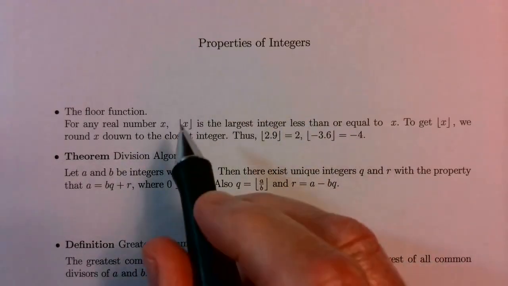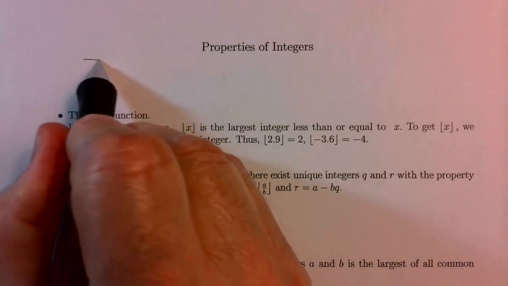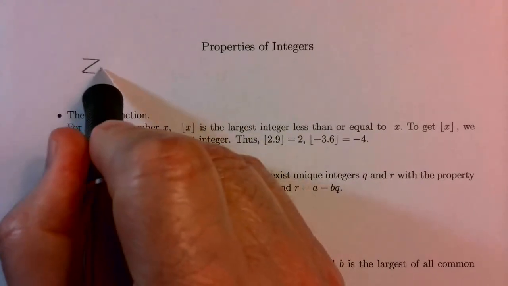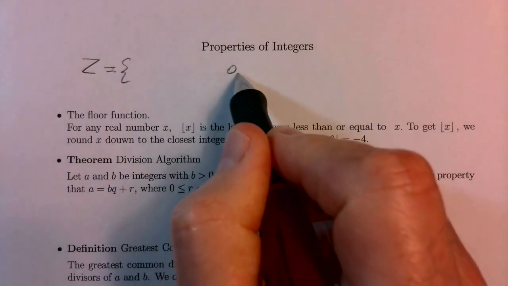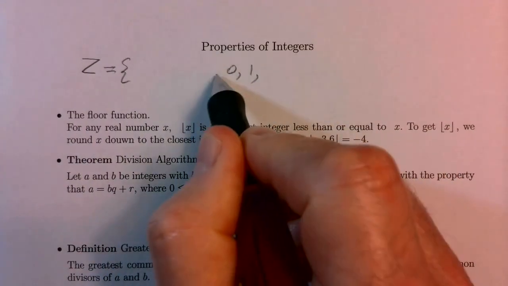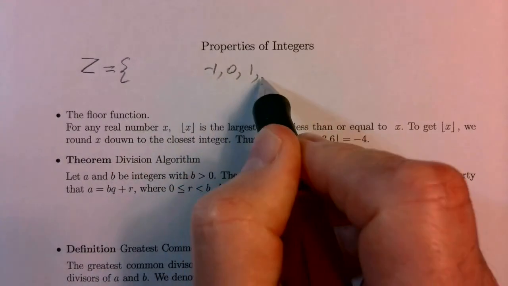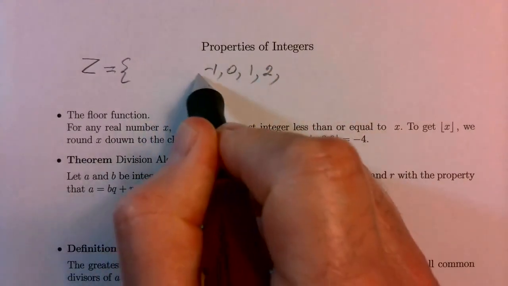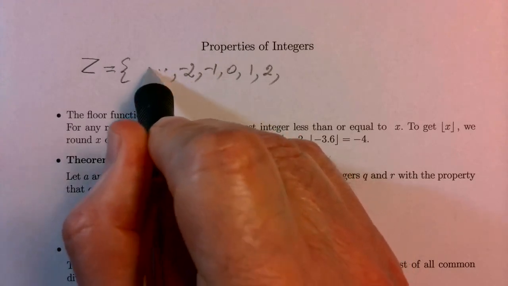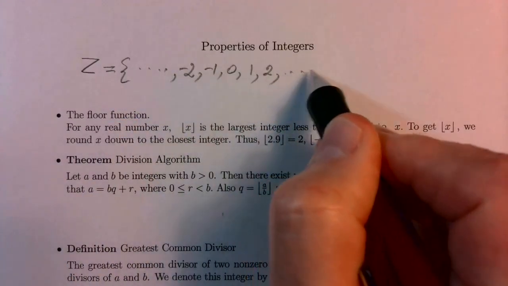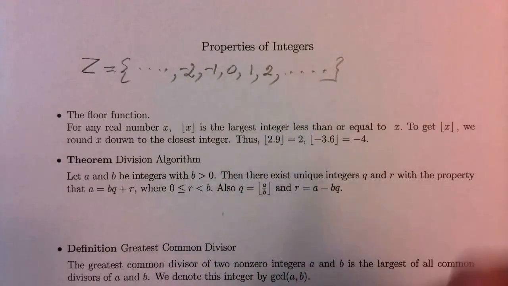Properties of integers. The set of integers is denoted with Z, and it consists of the numbers 0, 1, -1, 2, -2, and we continue like that indefinitely in both directions.